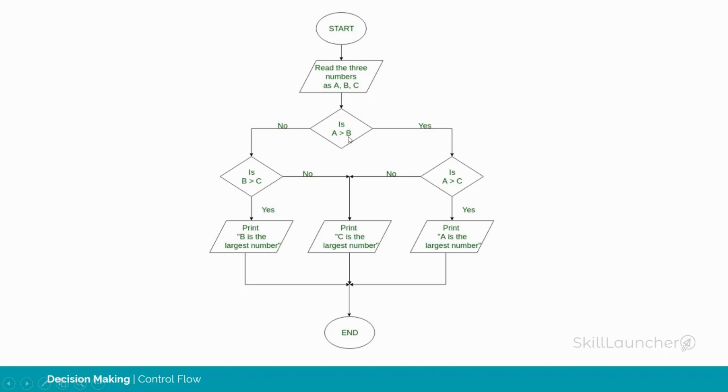But if a is not greater than b, that means b is greater than a. So check between b and c. If b is greater, print b or else print c. Here it is the first condition to compare between a and b, which is followed by another condition if this happens to be true. And if this first condition happens to be false, then it has another condition. So we are going to use here nested if-else.